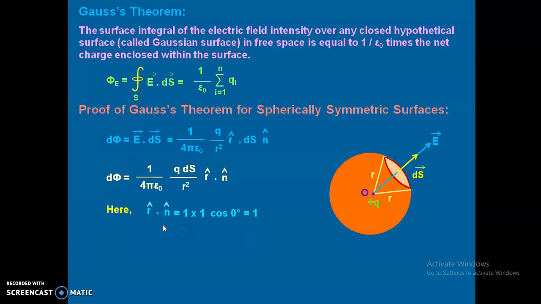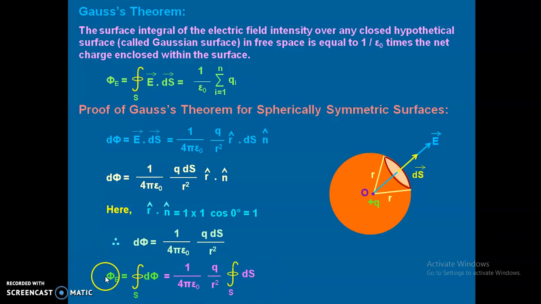So now we can write that since these two vectors are unit vectors, the unit vector r dot unit vector n cap is equal to 1, because both are acting in the same direction. For vector dS and electric field intensity, both are acting in the same direction, therefore the angle between them is 0. So 1 into 1 into cos 0 is equal to 1. Therefore d phi is equal to 1 upon 4 pi epsilon naught, q dS by r square, because r dot n cap is equal to 1.